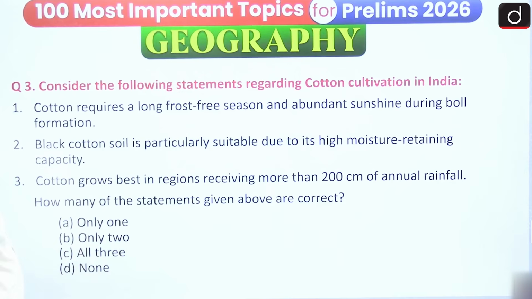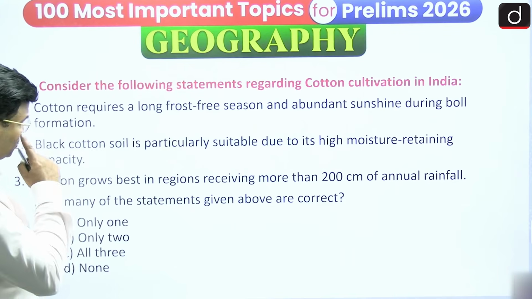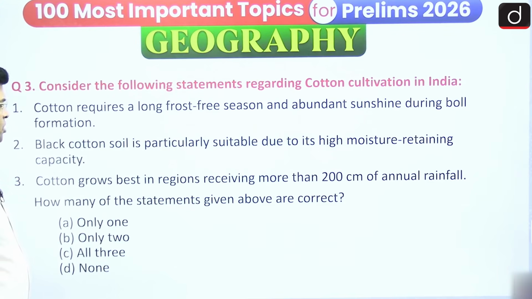Yes, we have to say whether it is right or wrong. Black cotton soil is particularly suitable due to its high moisture retention capacity. Yes, you have to say whether it is right or wrong. Cotton grows best in the region receiving more than 200 centimeter of annual rainfall. Whether it is right or wrong, we have to see.